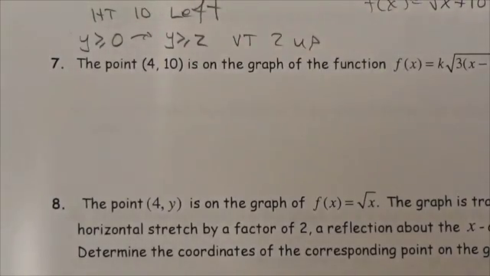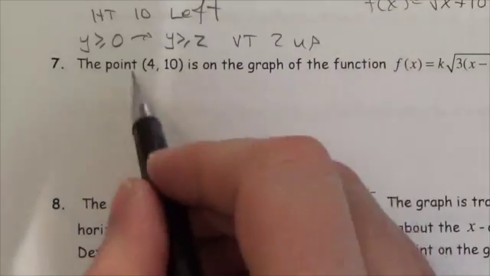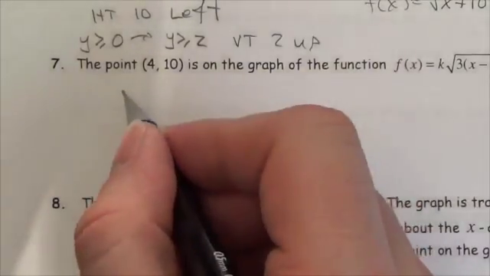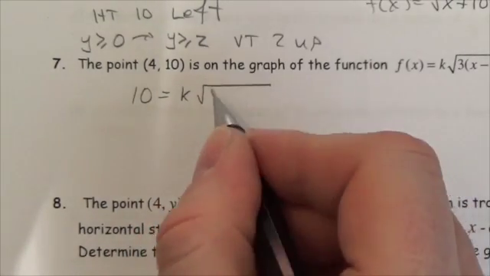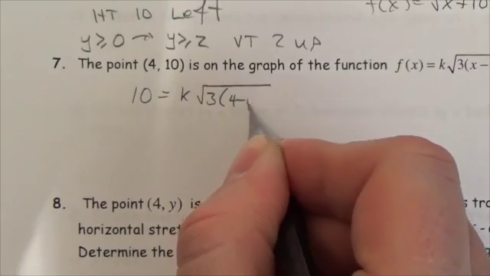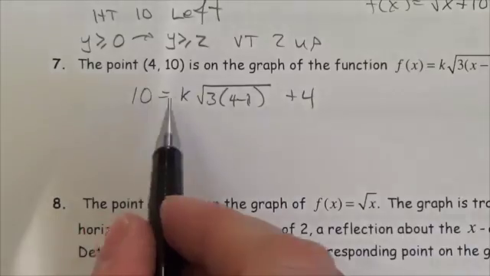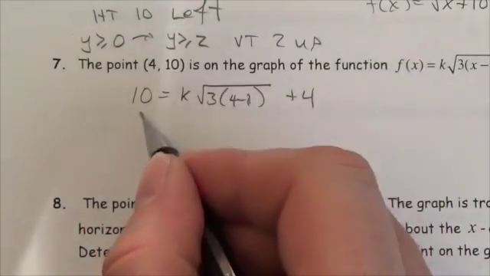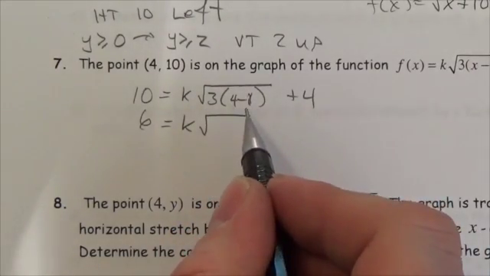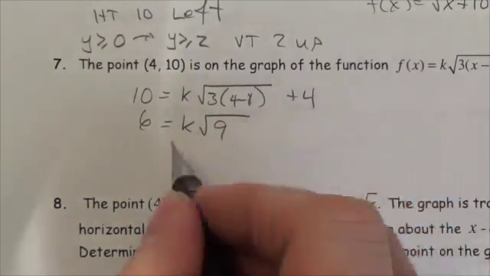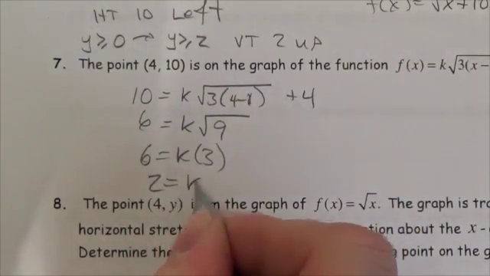Okay, now this question is a bit of a flashback to what you would have done last year in math, solving these kinds of equations. We know that the point (4, 10) is on this function, so I can replace the f of x with 10. This is k times the square root of 3 times 4 minus 1, and then outside the brackets plus 4. So I'm just going to solve for k. First of all, I'll subtract the 4 from both sides, and I get 6 equals k times... now 4 minus 1 is 3, times 3 is 9. The square root of 9 is 3, and then I divide, and I get k equals 2.